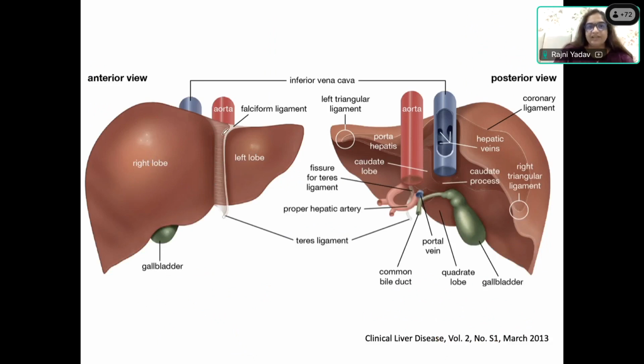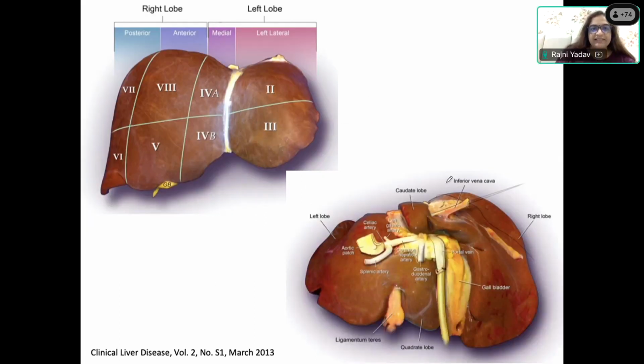This falciform ligament actually attaches to the anterior abdominal wall, and the base of this is the ligamentum teres. If you see the posterior aspect of the liver, here is the hilar area. This area is very important as the inflow and the outflow are located here, and the gallbladder also rests in this fossa. If we see the Couinaud classification, there are 8 liver segments.